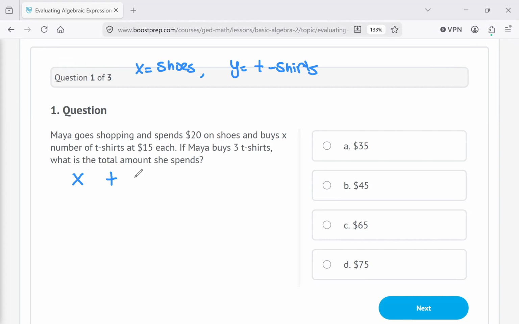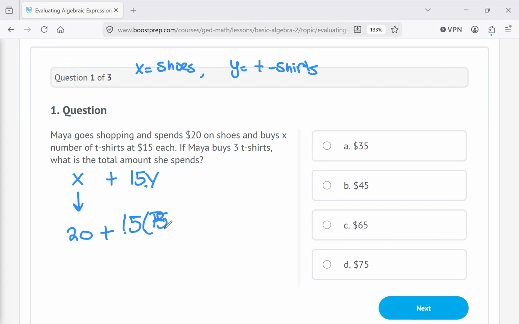We said t-shirts was Y, so maybe we could say $15, so it could be 15Y. Okay. And then just substitute what they give us. They said she spent $20 on shoes, so you're going to replace X with 20. And then this is really 15 times Y because it's $15 each for t-shirts. I know it said X for t-shirts. If you wanted to replace t-shirt for X, that's perfectly fine, but it's really the same thing, 15 times Y, just $15 each.